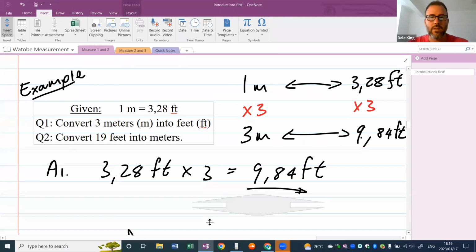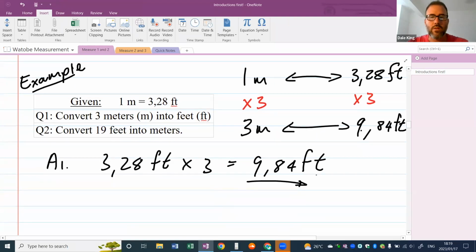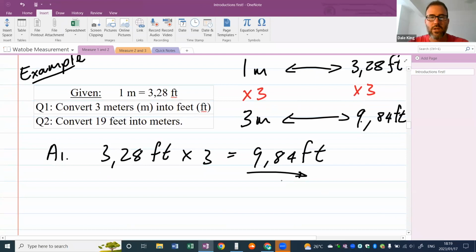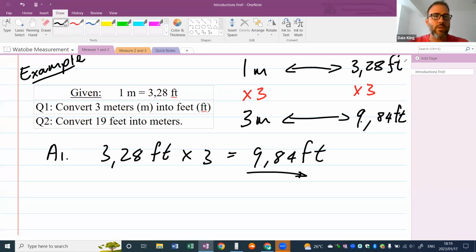All right. Let's move on to this second question here. Very soon, you guys are going to do a couple of these on your own. Should be quite easy. Let's have a look at question 2. The answer for question 2, I need to convert 19 feet into meters. All right.